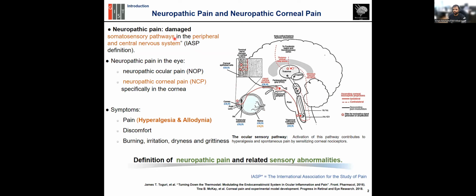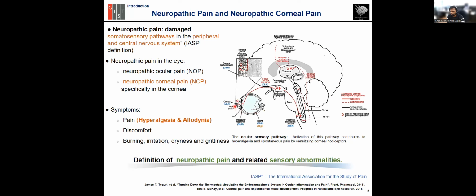First of all, I want to share some background about neuropathic pain and neuropathic corneal pain. Neuropathic pain involves somatosensory pathways in the peripheral and central nervous system which have some damage. Neuropathic pain in the eye has two aspects, one is the whole eye, which is ocular, and one is only on the cornea, which is called neuropathic corneal pain. So I'm going to study this part, and the symptoms of neuropathic corneal pain are hyperalgesia and allodynia and some kind of discomfort, burning, irritation, dryness.